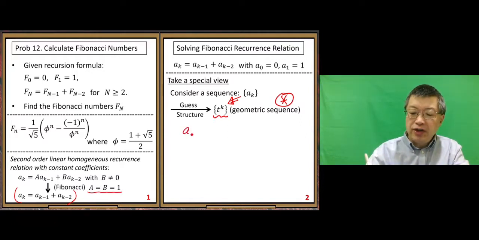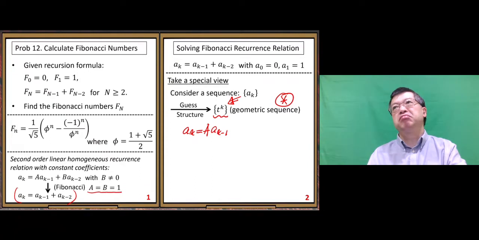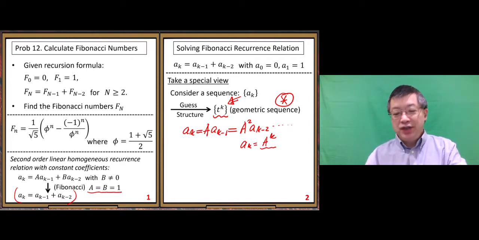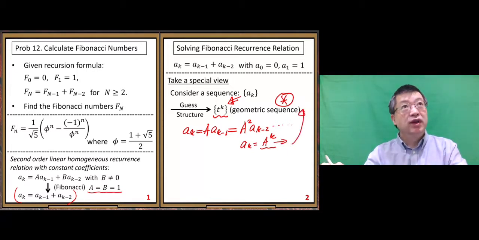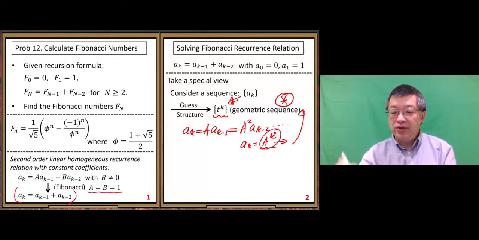So let us consider a first-order linear recurrence relation. For the first order, when you do this another time, you get a squared times a sub k minus 2, right? You can go all the way down, so you have a sub k equals a to the kth power. So that's the first order. This is a geometric sequence. The structure of the solution of the first-order recurrence relation is a geometric sequence.